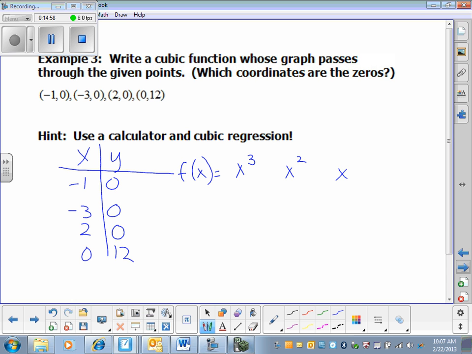So, what do you get? Negative 2x to the third, minus 4x squared, plus 10x, plus 12. Get it?